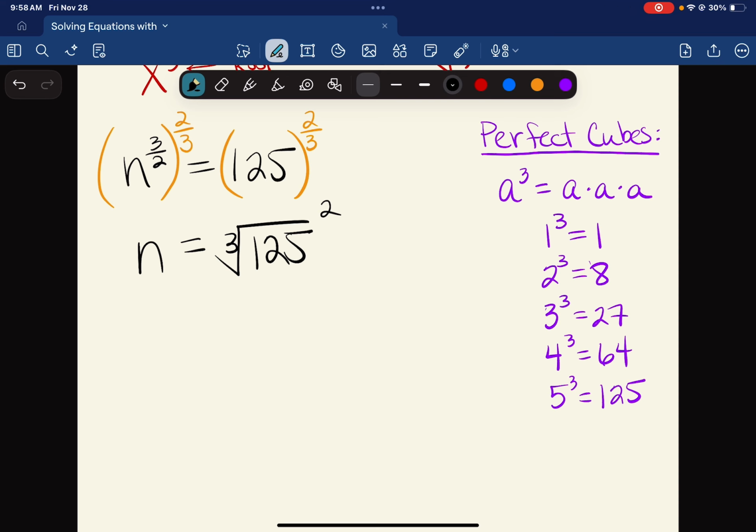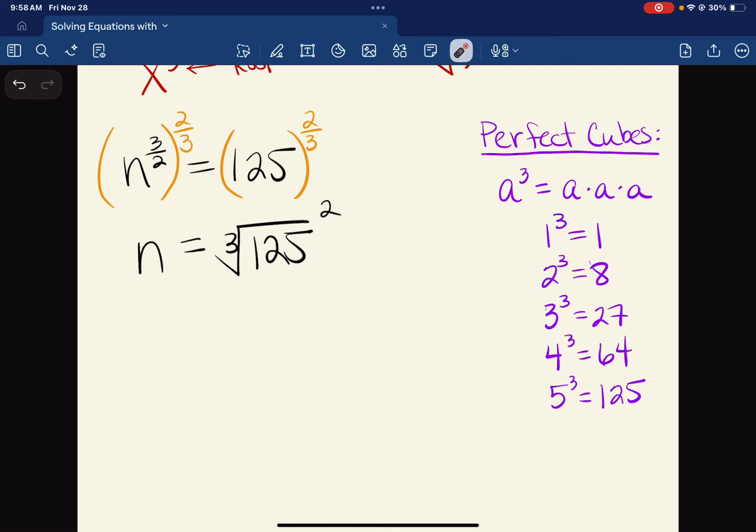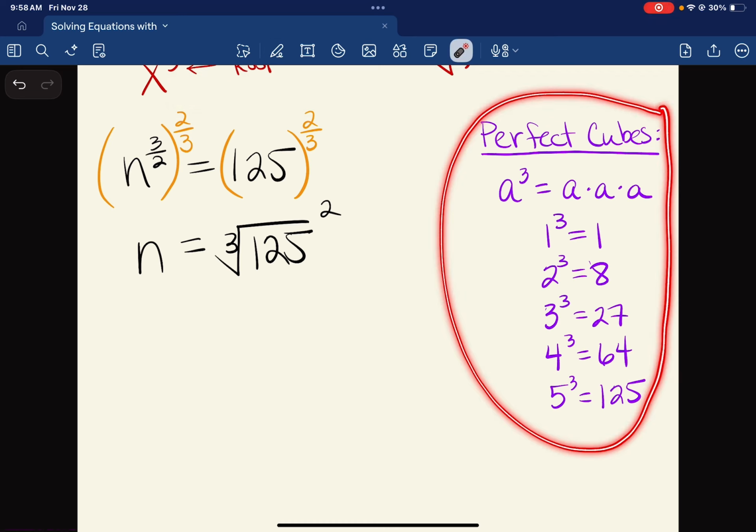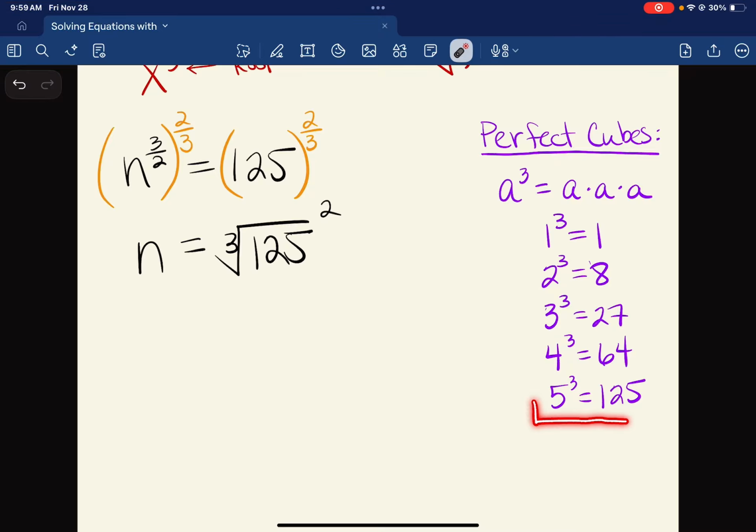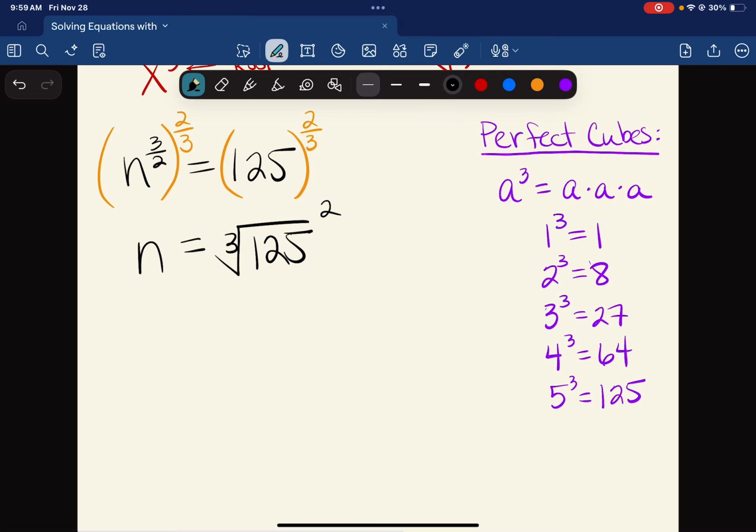And I would choose to write it this way because I see over here, I wrote some perfect cubes down for us. I can see that I can simplify the cube root of 125 pretty easily, right? 5 to the 3rd power is 125, so therefore the cube root of 125 is just 5. So this is the same thing as saying n equals 5 squared. It would take a lot more work for me to square 125 and then find the cube root. So 5 squared is equal to 25.